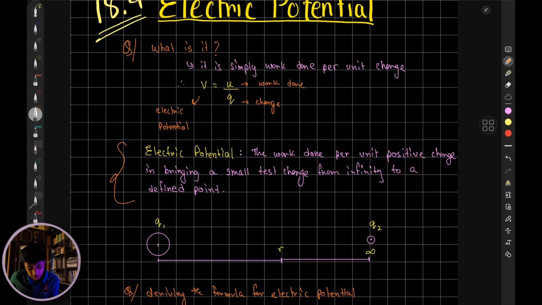So the definition for electric potential is the work done per unit positive charge. This is important because they want everything from the point of view of a positive charge, right? So the work done per unit positive charge in bringing a small test charge from infinity to a defined point. Great, that is your electric potential.